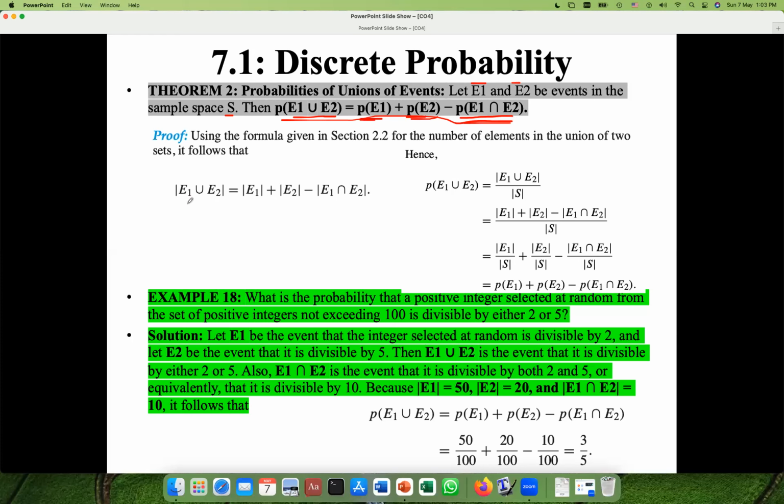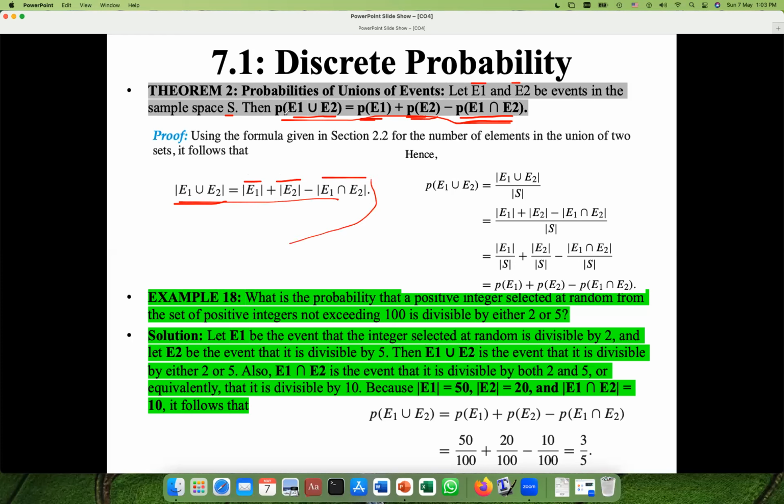So you can write it like that. This is according to previous knowledge, referring back to section 2.2 where the sets are. Or you can simply say that the size of the union of two events is equal to the size of E1 plus the size of E2 minus the size of their intersection. Keep it as information.